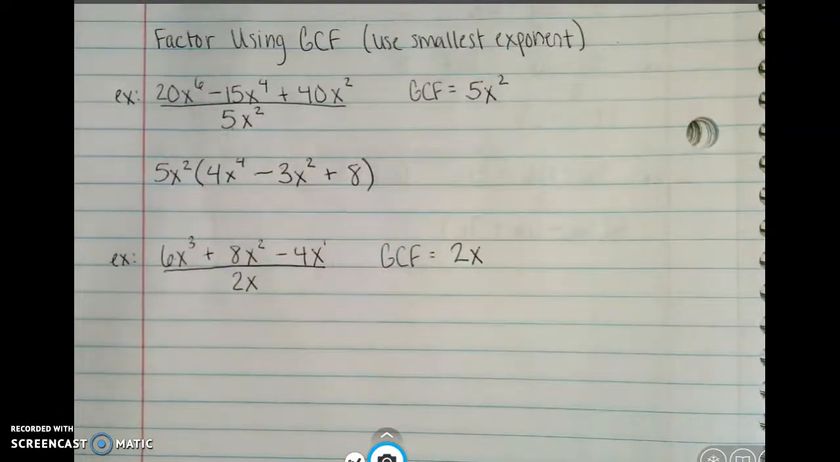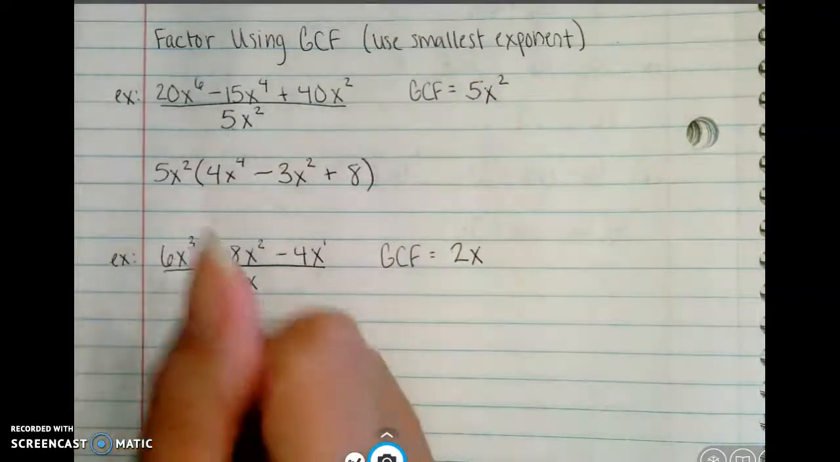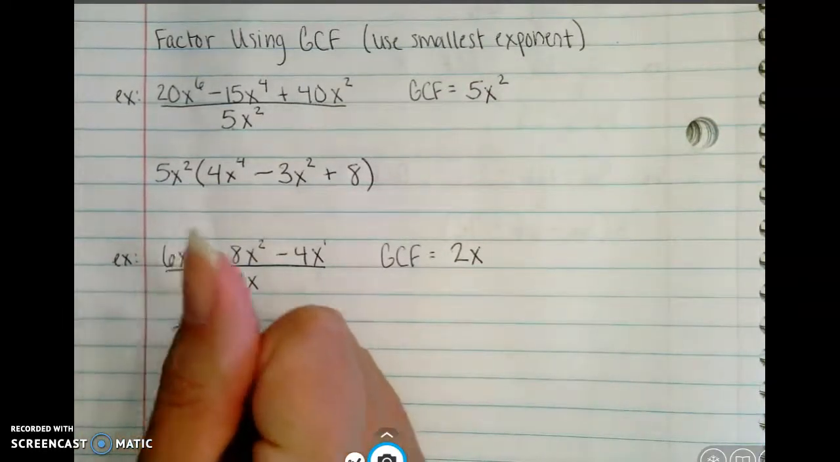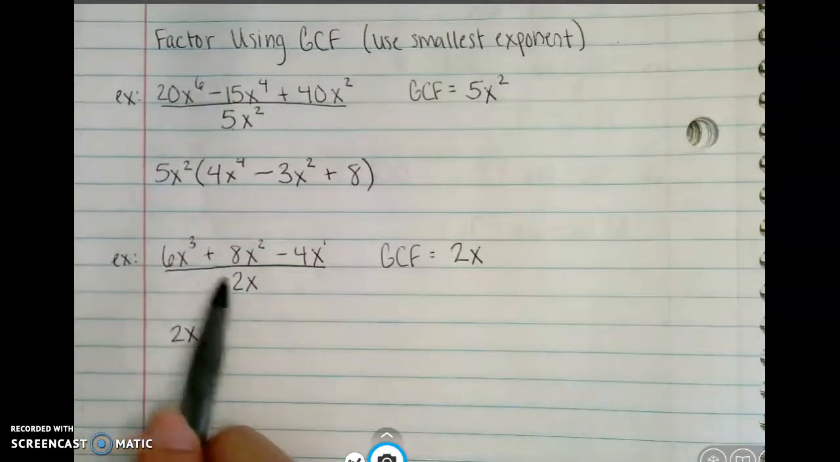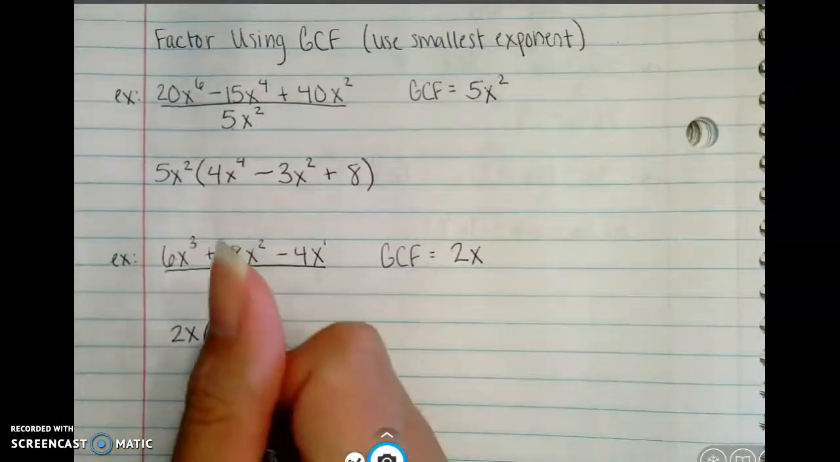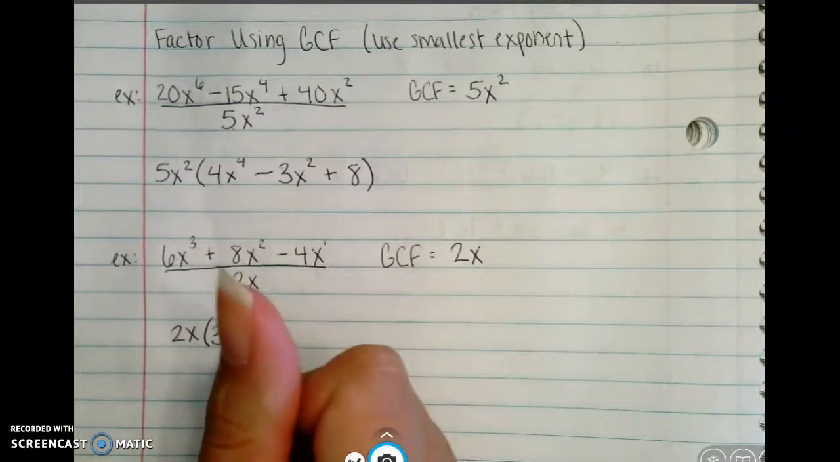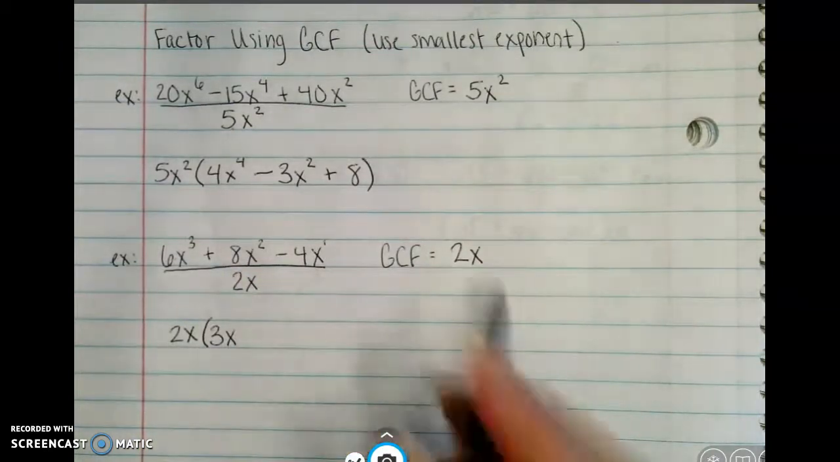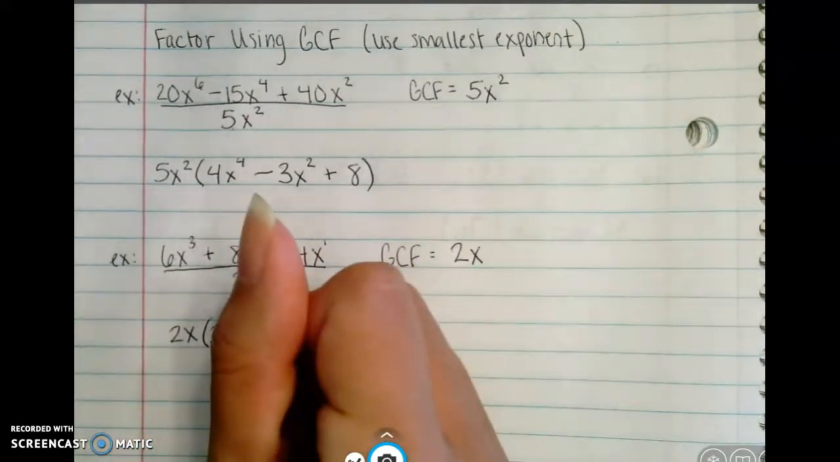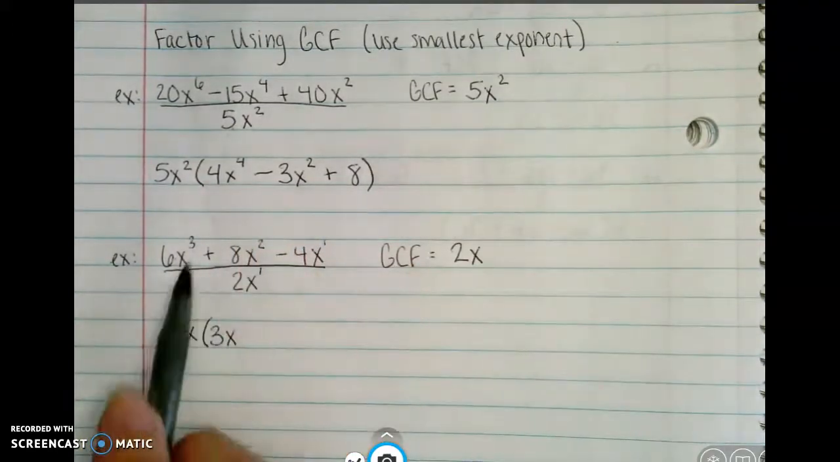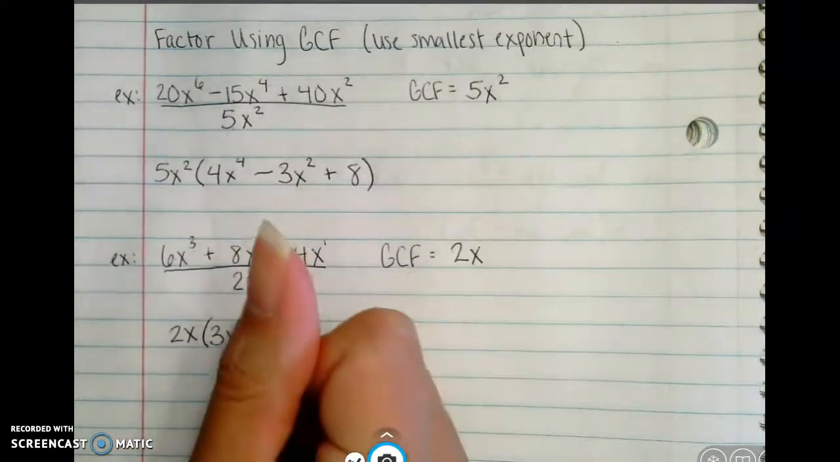That means that we're dividing. So factoring out the 2x means we're dividing everything by 2x. So 6 divided by 2 is 3x. And remember, we're subtracting the exponent. So I have 3 minus this 1x on the bottom. So 3 minus 1 would leave me with 2.